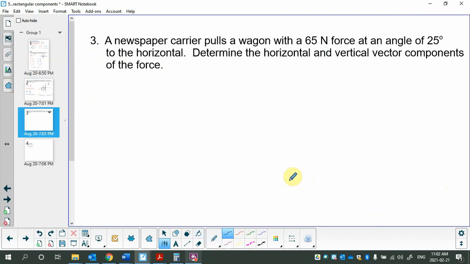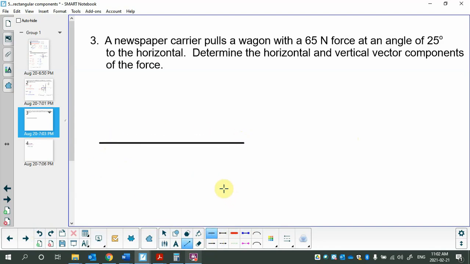All right, last question. A newspaper carrier pulls a wagon with a 65 Newton force at an angle of 25 degrees to the horizontal. Determine the horizontal and vertical vector components of the force. So here's the ground. And a newspaper carrier is pulling a wagon with a 65 Newton force at an angle of 25 degrees to the horizontal. So I'm being a very bad person and not doing this with a protractor.